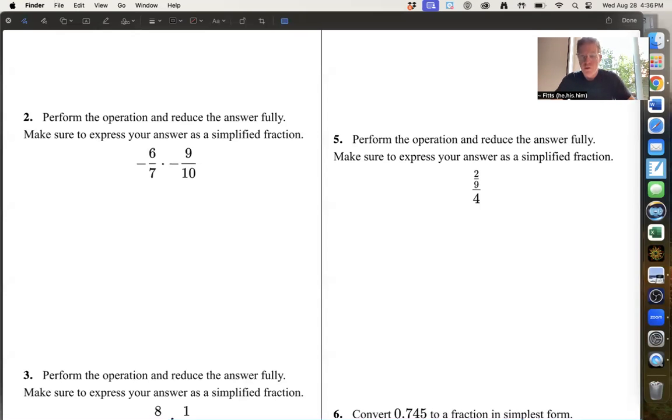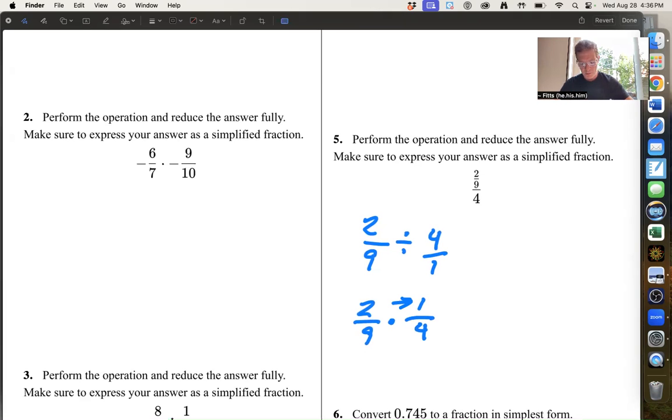Okay, so let's look at this one. So 2/9 divided by 4. All right, this is really not that tricky if we just rewrite it. So 2/9 divided by 4. That's the same as divided by 4/1. And remember, when we're dividing by a fraction, you take the reciprocal and multiply. So that's the same as 2/9 times, let's use the same multiplication symbol, 1/4.